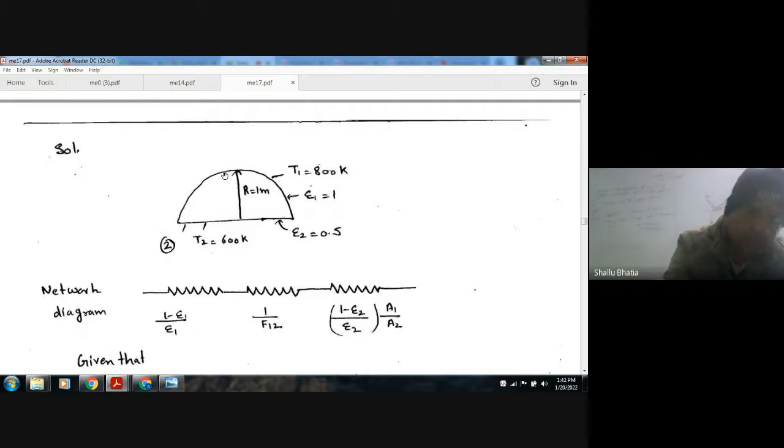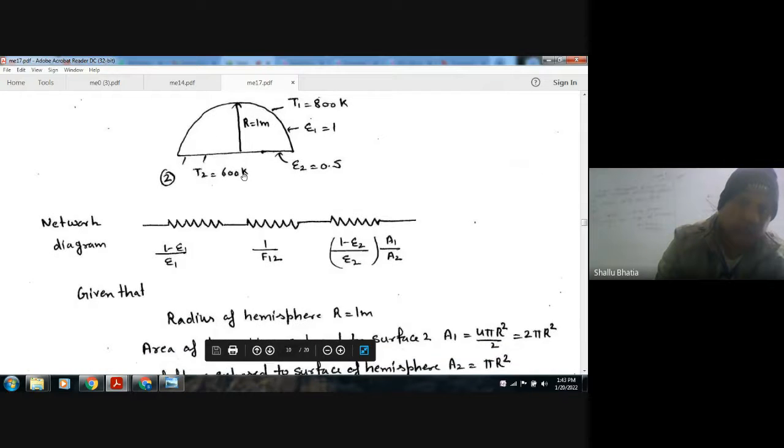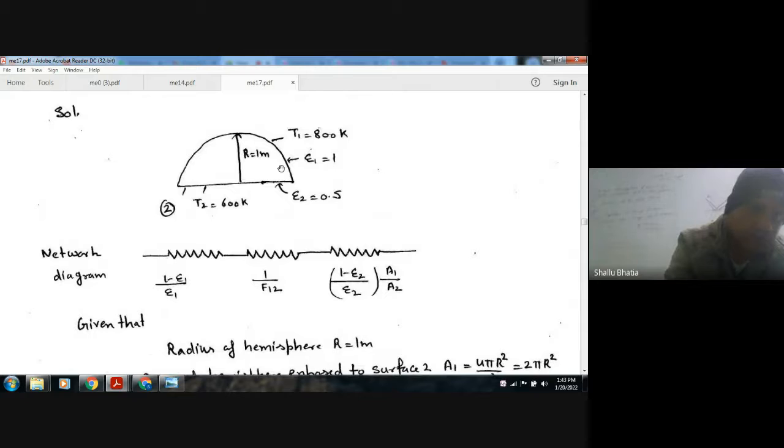From 1 to 2, we take the resistances. The resistance of surface 1 is 1 minus epsilon 1 divided by epsilon 1 A1, and the resistance of the space is 1 by A1 F12. And for this it is 1 minus epsilon 2 by epsilon 2 A2. So this is the network diagram. Okay, so A1 is the surface area of this, and A2 is the area of this.